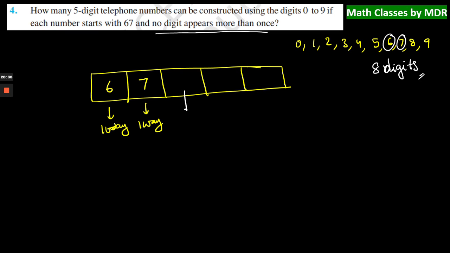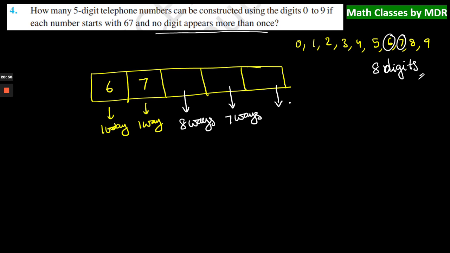And now how many ways can we fill this? I will start from here. I can take any one of the 8 digits, so total 8 ways I can fill this. And then how many ways can I fill this? Already I have used 3 digits, so only 7 digits are available. So 7 ways we can fill.